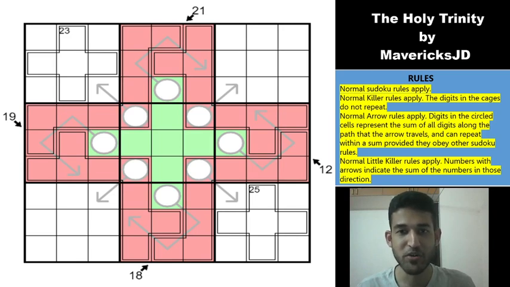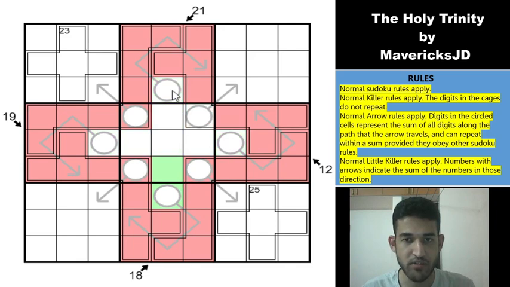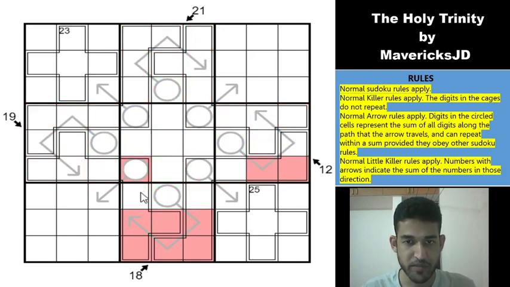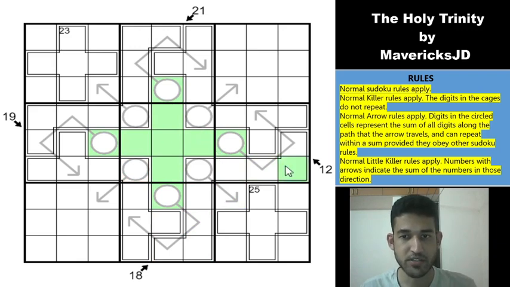A beautiful start to the Sudoku. So we'll somehow try to use this in our solve. We just need to remember that this portion, the green cells, will also contain digits from 1 to 9. So with that, we'll start solving this Sudoku.